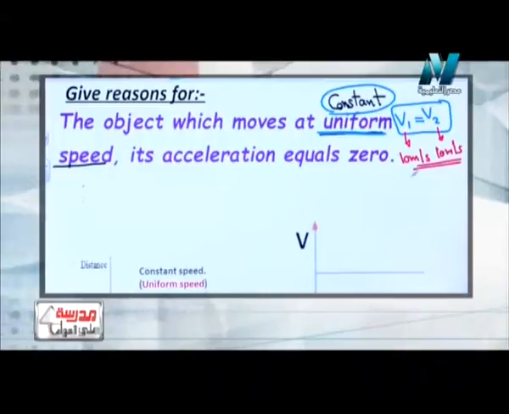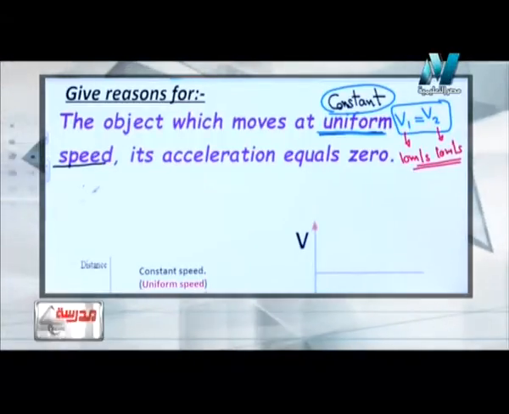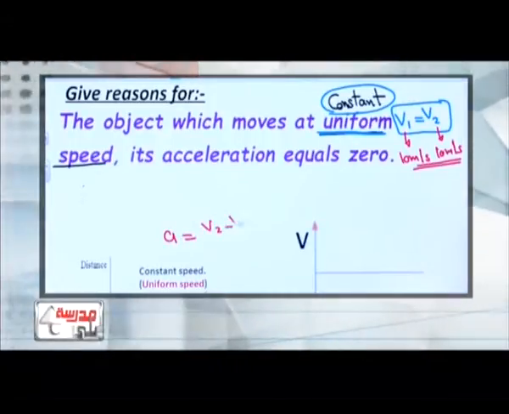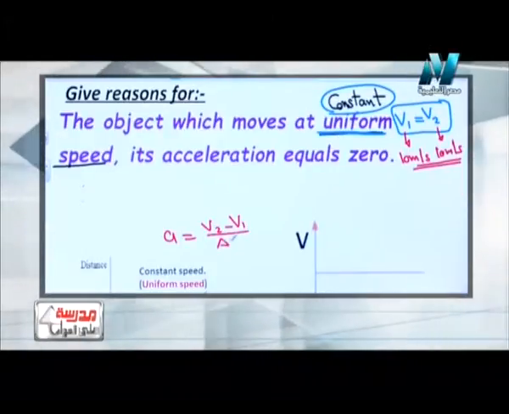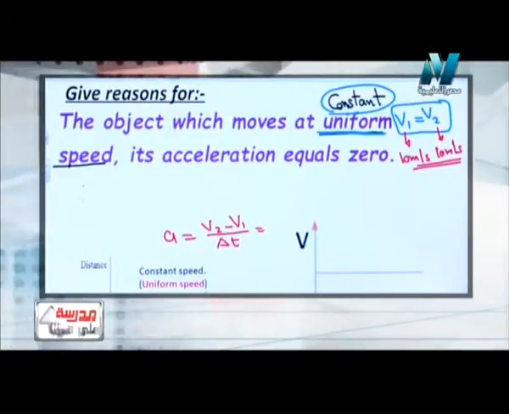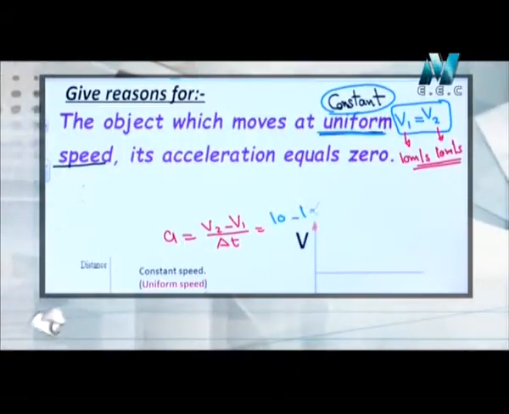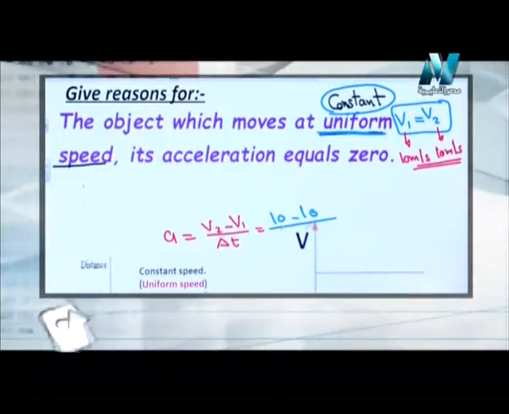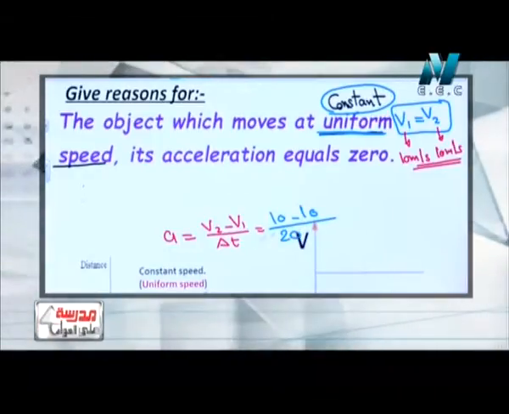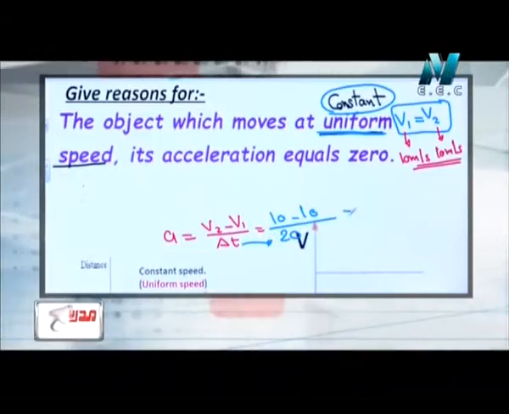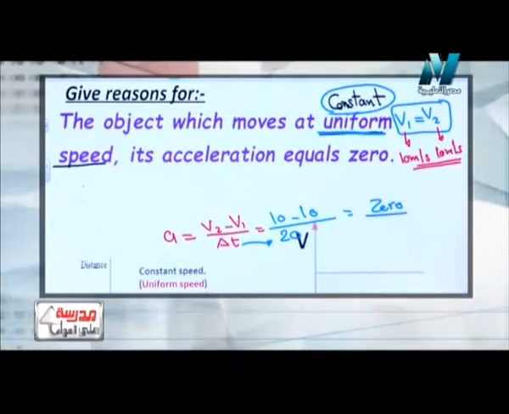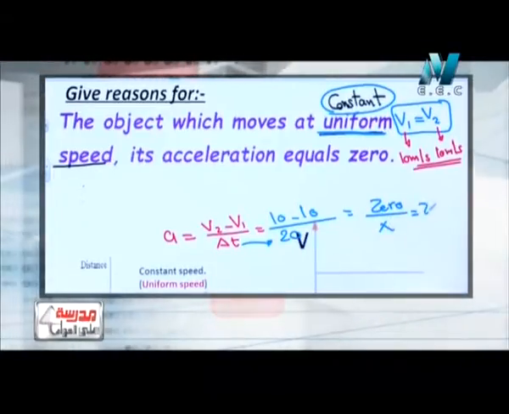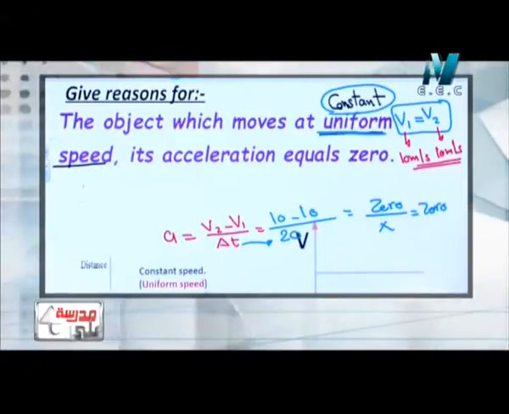The two are equal. Okay? طيب, so the acceleration here, for example, A equals V2 minus V1 over delta T. Whatever, V2 minus V1, 10 minus 10, over any number, over 10, over 20, any number, as time here, we talk about the delta T. 10 minus 10 equals 0. 0 over any time, any number, equals what? Equals 0.